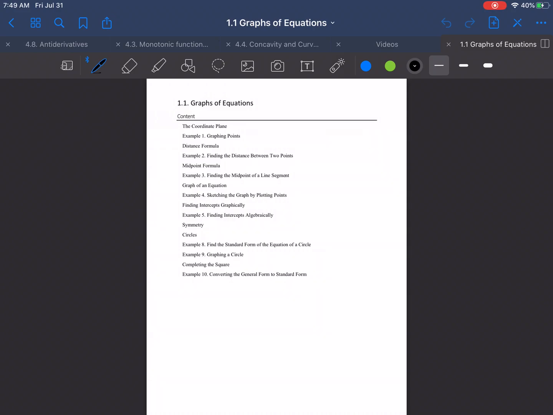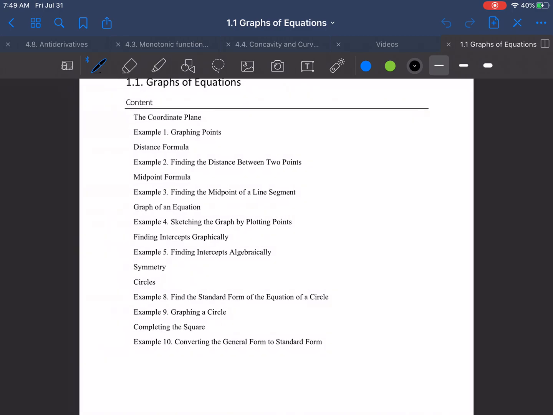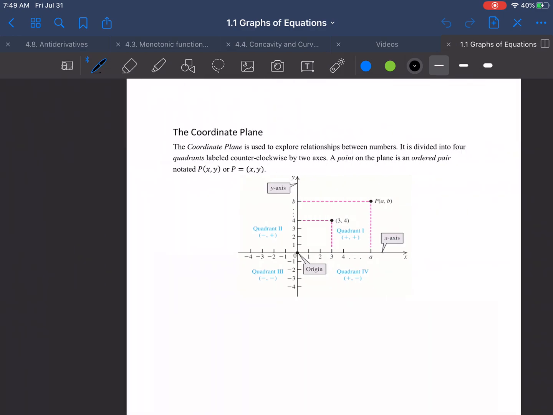All right, we're going to start our first section here, 1.1, and this is going to be about graphing equations. In here, you can see a list of what's going to be in this one. We're going to do some coordinate plane stuff, some examples, distance formulas, midpoint formulas, graphing equations, finding intercepts graphically, finding intercepts algebraically, and looking for symmetry, circles, and completing the square, and all kinds of stuff here. So let's go ahead and get started.